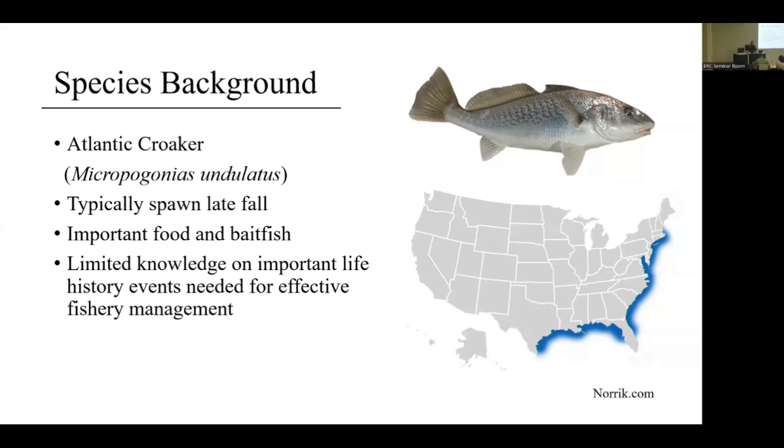So Atlantic croaker are a very important bait fish. They are increasing in popularity both commercially and recreationally. And particularly in Texas, they have seen a lot of popularity as a bait fish, but they are also commonly known to be a food fish as well. So they offer both economic and ecological importance throughout their entire distribution.